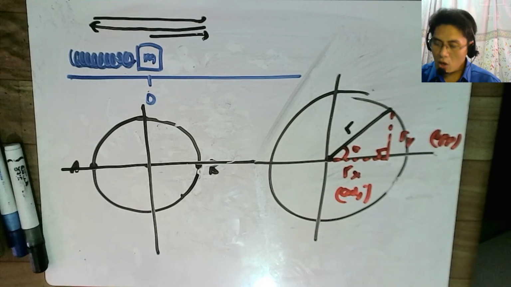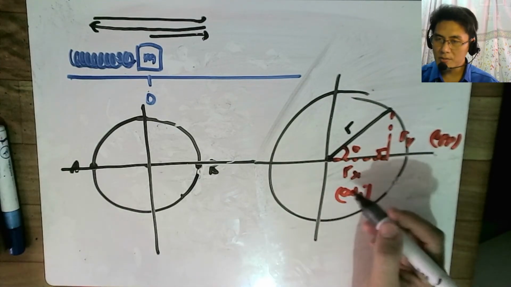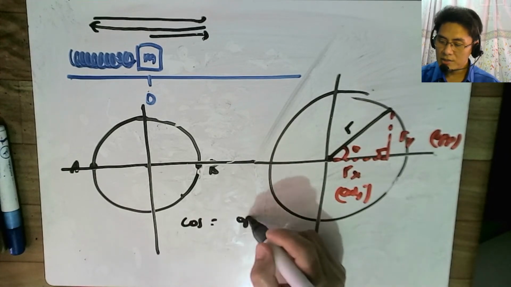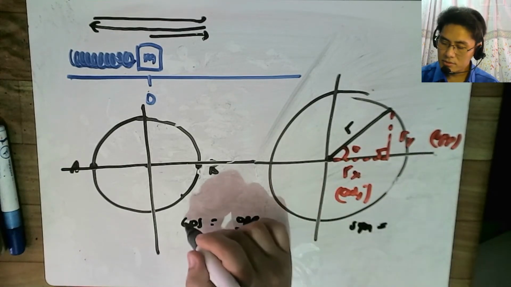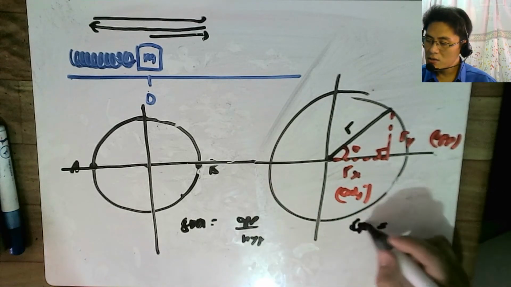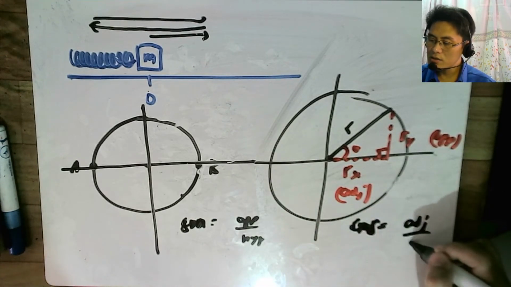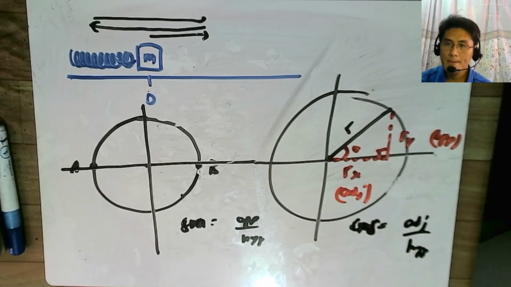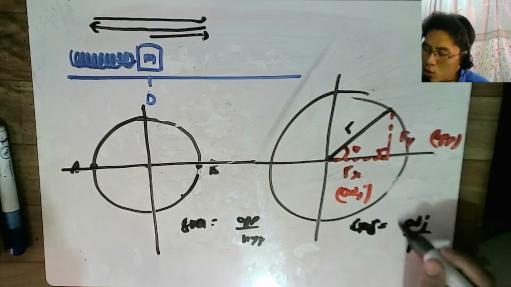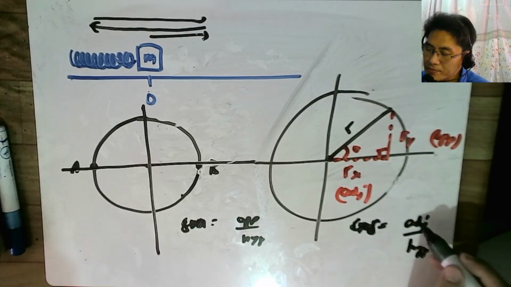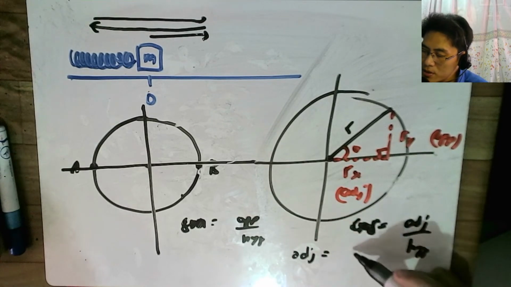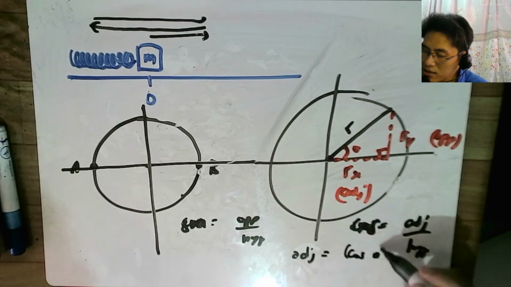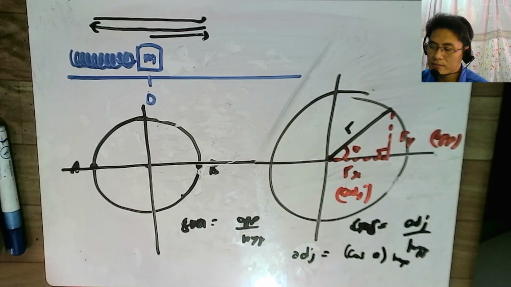Okay? So, knowing what we know about trigonometry, we know that sine is opposite over hypotenuse, while cosine is adjacent over hypotenuse. Meaning, if I want to calculate the adjacent side, then this rearranges and becomes: adjacent side is equal to cosine of the angle times hypotenuse.